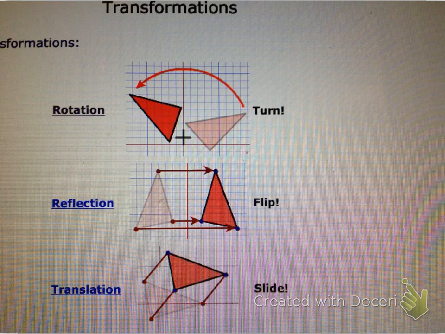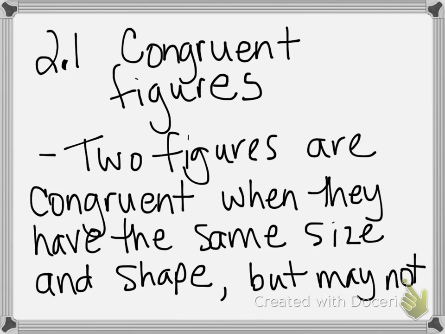Here's a diagram to show a rotation, you've turned your triangle, a reflection, notice you flipped it. I always think about looking in the mirror, you've reflected it, an image of itself, and a translation, you've slid it to a different location. The triangles are the same shape, they have the same area, their angles are the same, and all of their line lengths are the same.